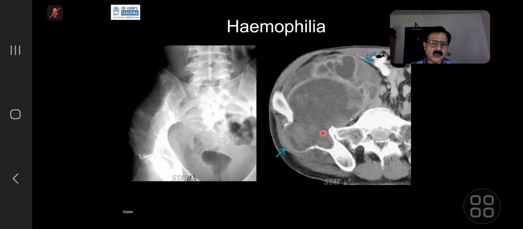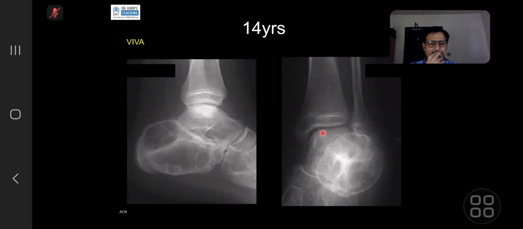Another example here, you can see. Showing you various examples is also to develop your eyes, and once you see it, you will never forget it. If you have not seen it, your mind will never go to, is it hemophilia? No, it can present like this. And look at this one.